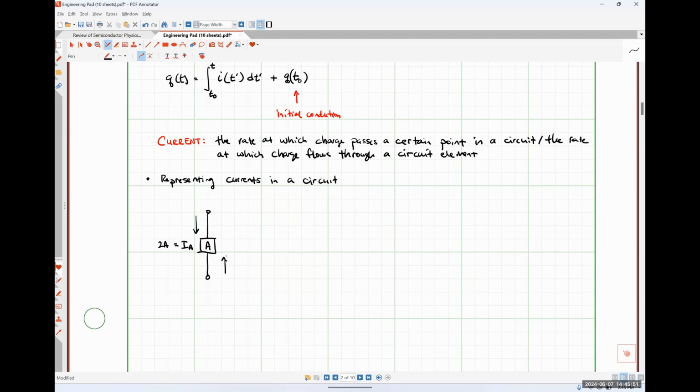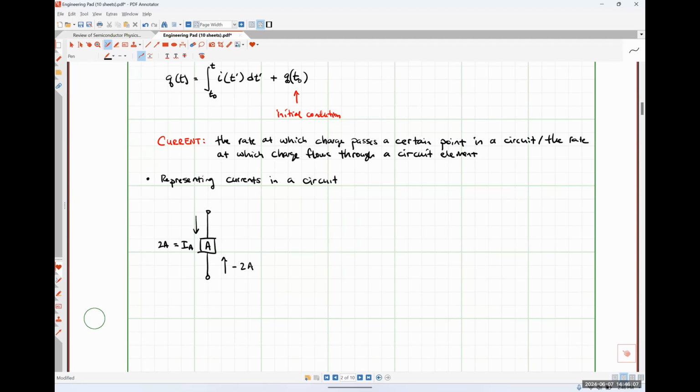Do the same as we did with voltage and just do a -2 amps. Exactly right. It literally doesn't need to be any harder than that whatsoever. So 2 amps flowing down is the exact same thing as -2 amps flowing up.